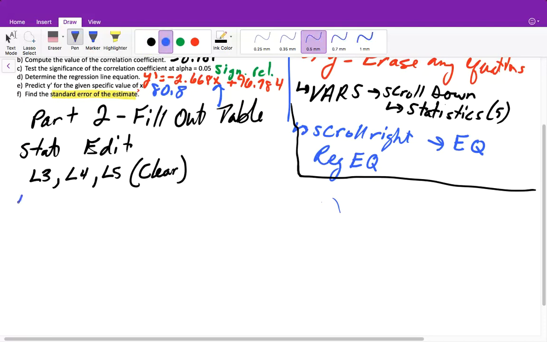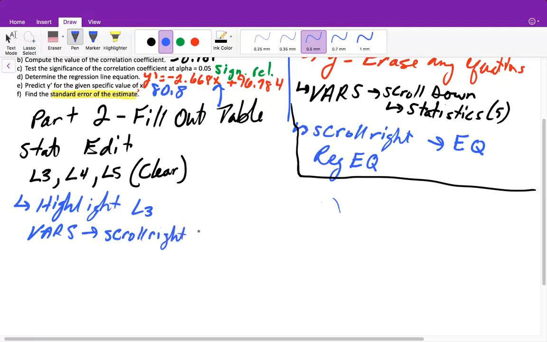All right, so then our first step is we will highlight L3. So we go up to where our L3 will be covered with a black cursor. Then we will press the vars button again. And now this time we will scroll right to our Y vars. And then we are going to click 1 for functions.